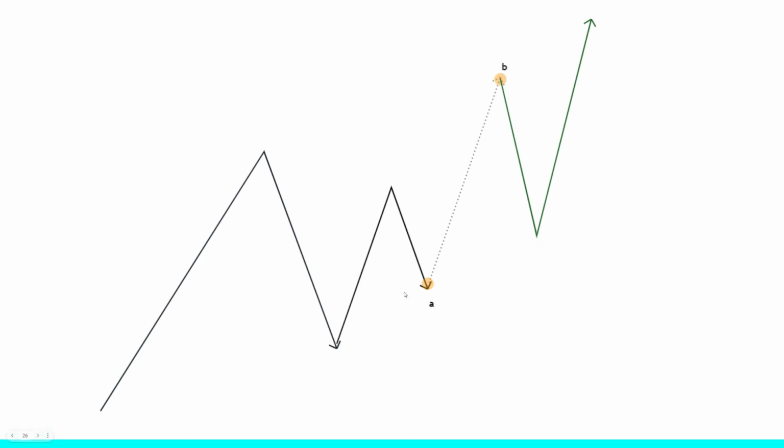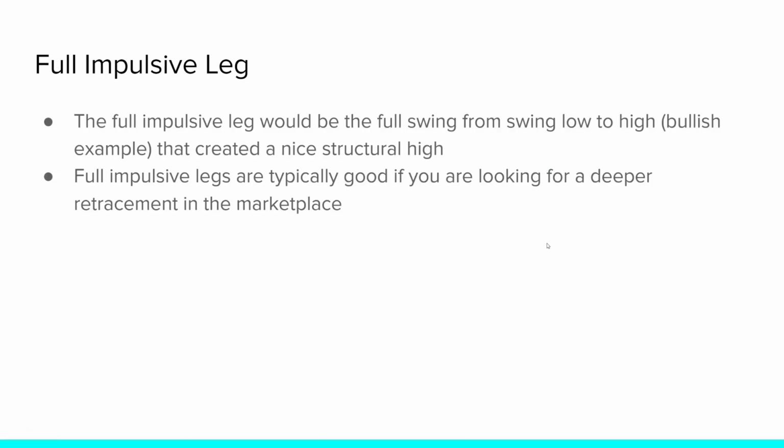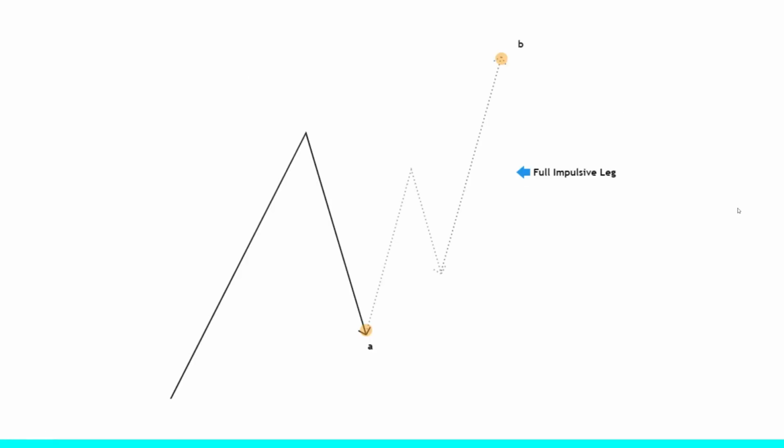Now, the full impulsive leg, as I already stated, would be the full swing from the swing low to high in a bullish example, that created a nice structural high. Full impulsive legs are typically good if you are looking for a deeper retracement in the marketplace. We're going to show you that same example, but the full impulsive leg would just be from point A to point B. Now, in the next video, I'm going to show you good illustrations of this on the TradingView chart to give you a visual representation with the actual candlesticks.